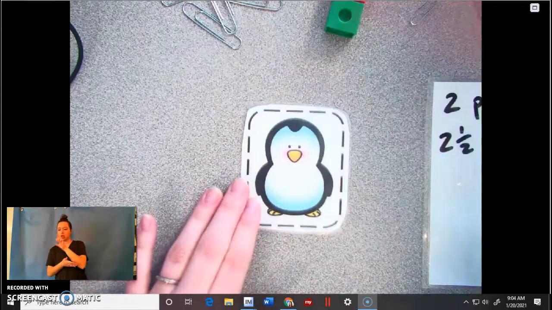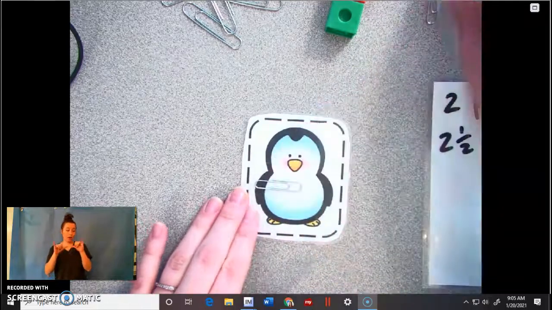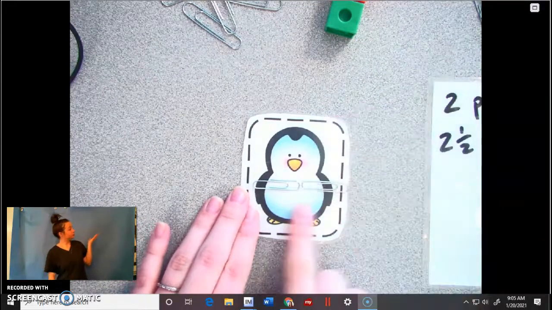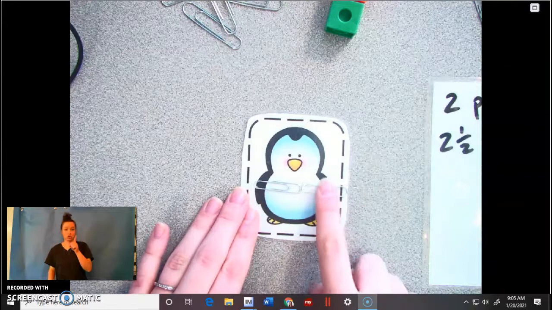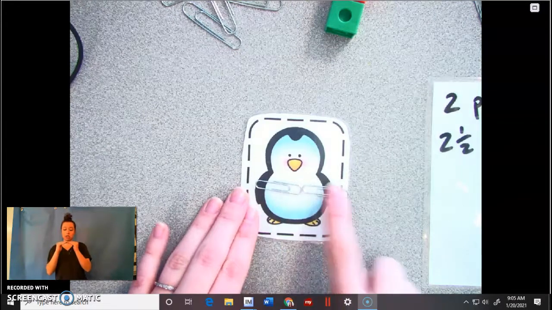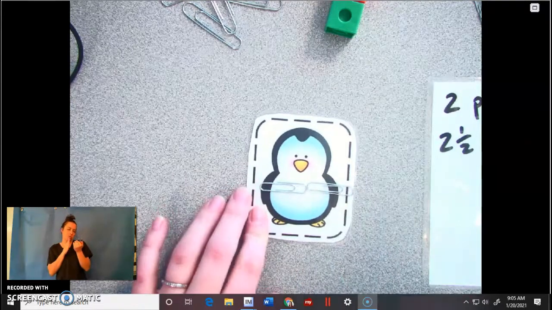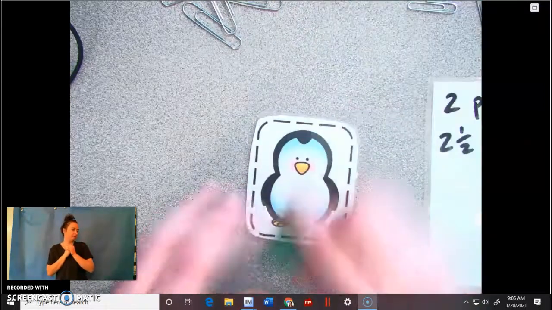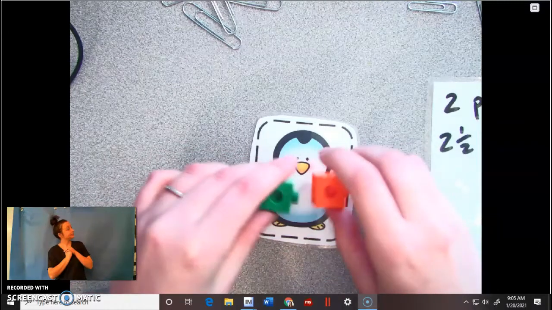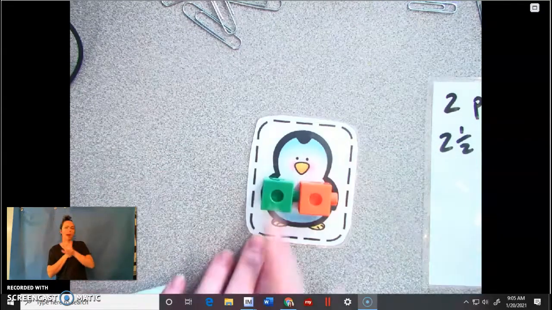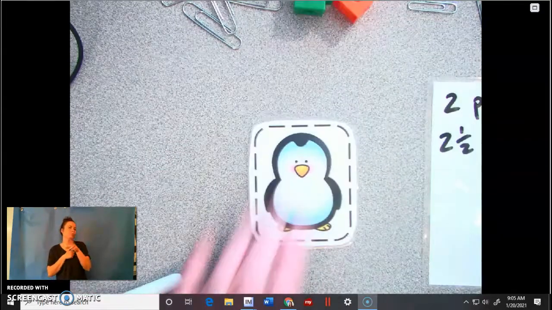We could also measure how wide he is. We would just measure this way. Still making sure our paper clips are touching and they're flat. So he's not quite 2 paper clips wide. And then our blocks, he's about 2 blocks. All right, so let's look at our next animal. We did our little penguin. You can go over here now.